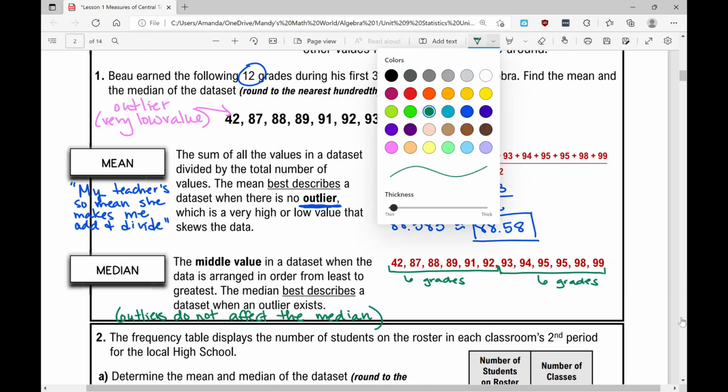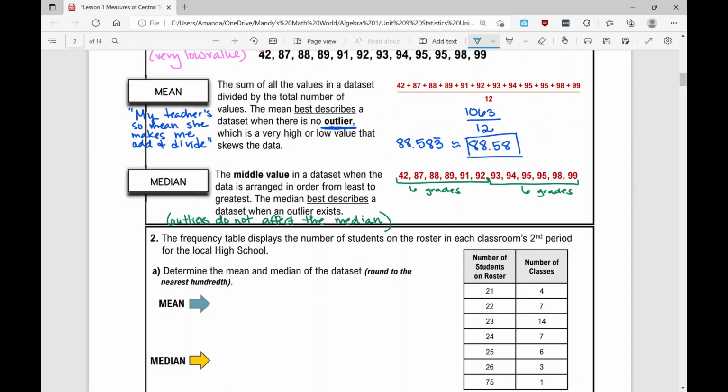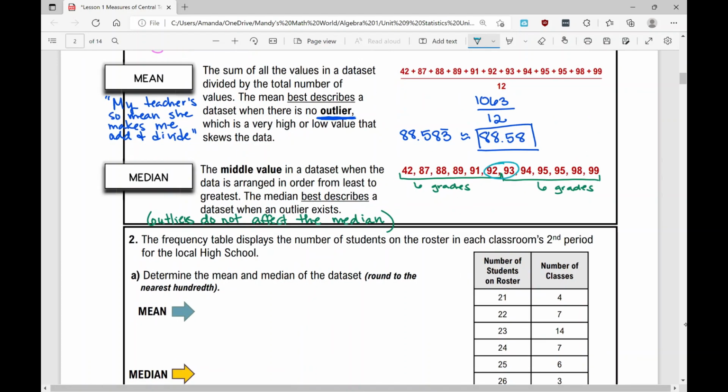And then my two middle grades, whoa, didn't mean to do that. The two middle grades, 92 and 93, I'm going to take the mean of those scores. So 92 plus 93, and then I'm going to divide that by 2, and I get 92.5. There's the median of this data set.